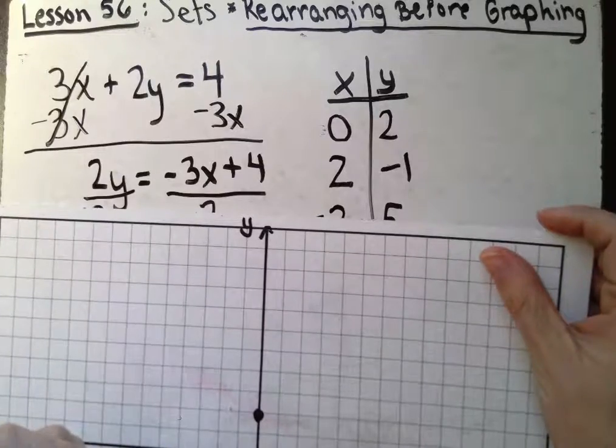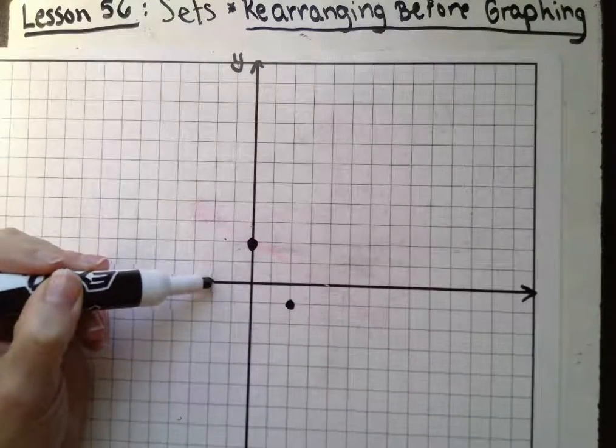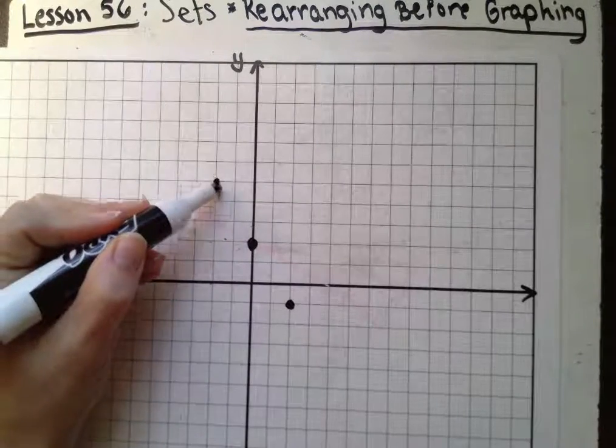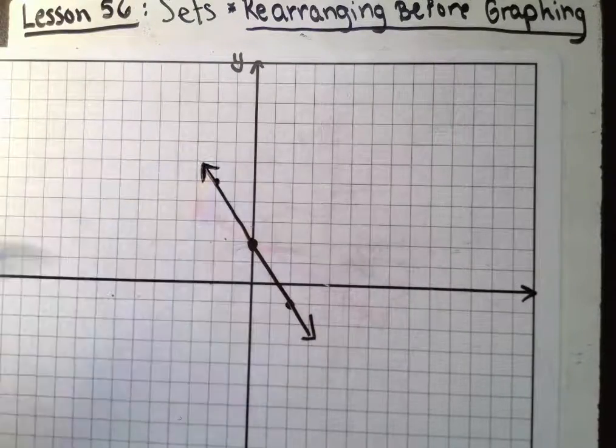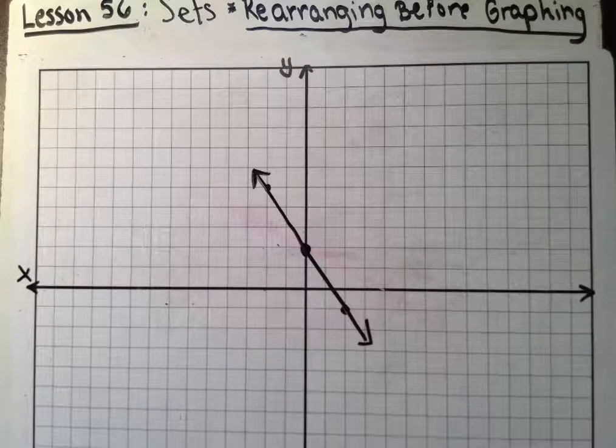So if I go negative 2 in the x direction and up 1, 2, 3, 4, 5 here. And then I can go ahead and connect my points to make a line. And so that's it for lesson 56.